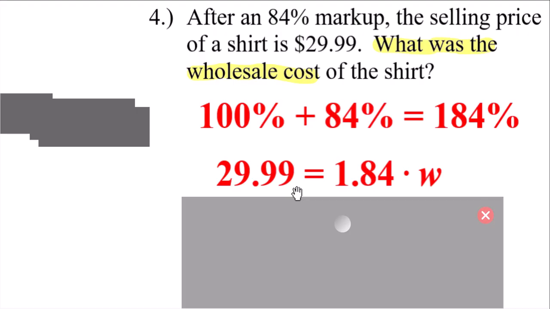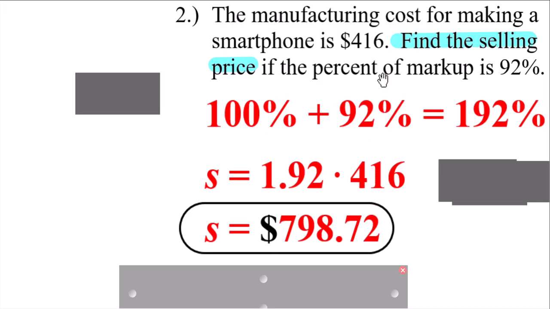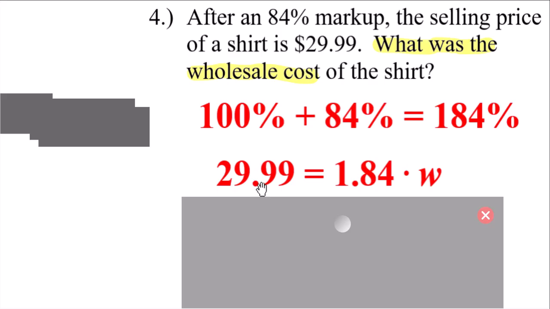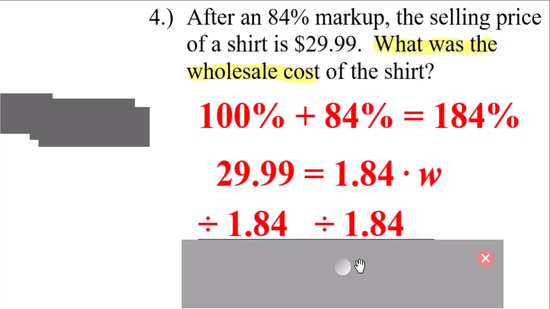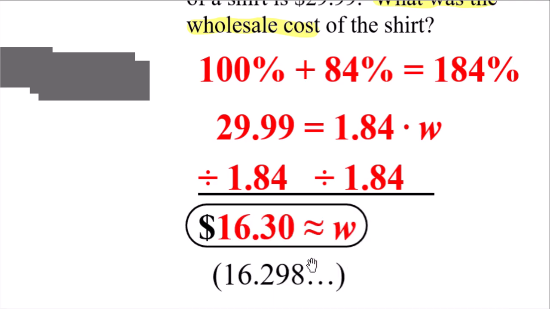So different than problem number 2, where we were already given the wholesale cost and we had to find the selling price. This time we already know the selling price. We don't know the wholesale cost. That's why the variable is over here. All right, inverse multiplication is division. Write this down on both sides. Use your calculator to take $29.99 divided by 1.84, and you will get more digits than you need once again, so round to the nearest cent. The 8 in the thousandths makes the 9 round up to a 10. You have to carry the 1, making the $16.30.